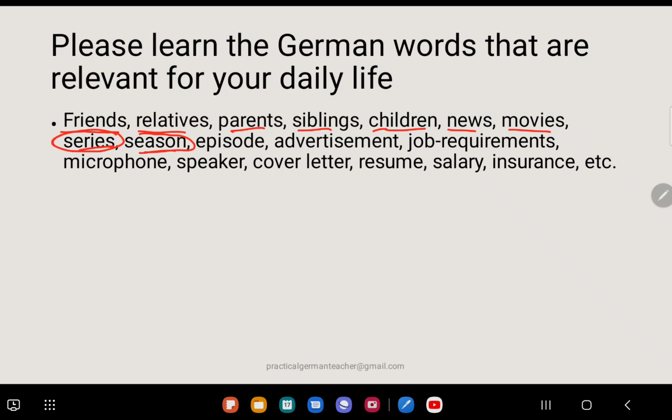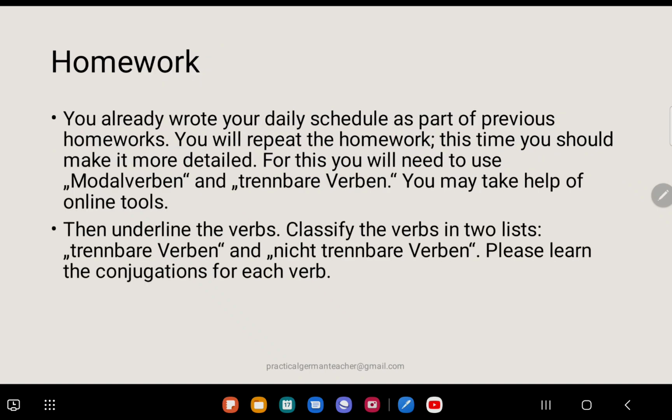So if you want to talk about which series, or if you want to ask them which series are you watching, or which season are you on right now, how do you say that? Of course, only if you know the German word. Advertisement, Anzeige, job requirements. How do you say all of these things? Microphone, speaker. If you're working, you are using this every day. Know the German word for them. Salary is also insurance. How to say all of this in German?